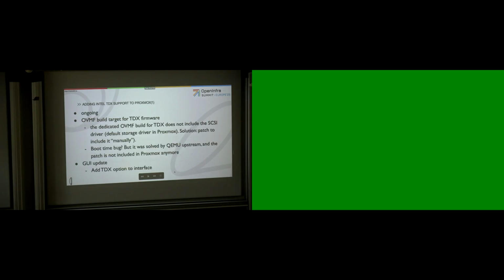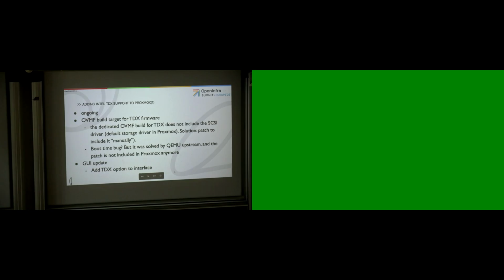So we managed to fix that. And then it was released in version 8.4 in April 25. Now, as I mentioned, we're adding support for TDX. Again, we need a slightly different OVMF build target for TDX firmware. There's one issue about how Intel does things: this build target didn't include the SCSI driver, which is the default storage driver for Proxmox, but we made a workaround to include it manually.